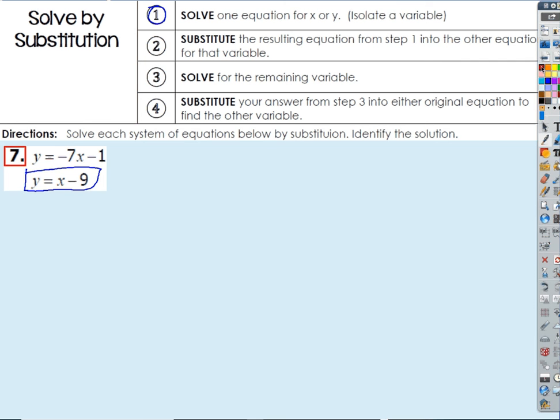Step 2, we're going to substitute. Whatever variable we isolated in step 1, we're going to plug that into the other equation.